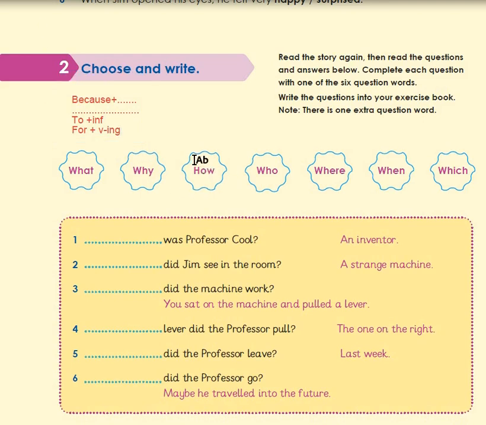How كيف، وتسأل عن الحال أو الوسيلة. Who من، وتسأل عن الفاعل العاقل أو المفعول العاقل. أهم شيء إنها تسأل عن عاقل. Where أين، تسأل عن المكان. When متى، تسأل عن الزمان. Which أي، وتستخدم للتخيير.